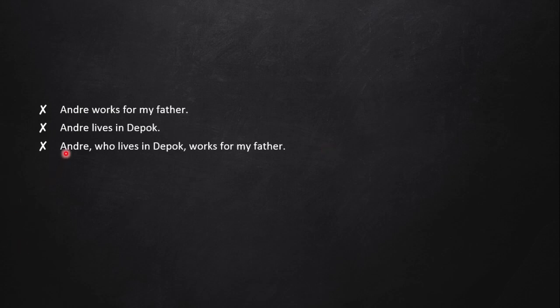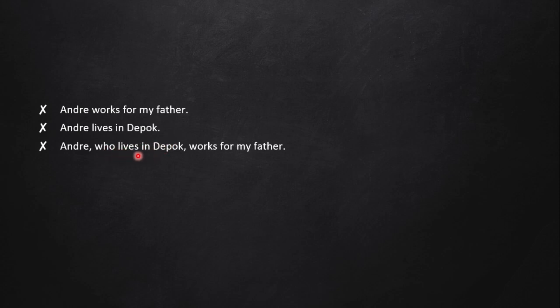You see, Andre works for my father. Still the same, right? Andre lives in Depok. We don't use Andre anymore, but we change it with who lives in Depok. So Andre, who lives in Depok, works for my father. This is what we call a relative clause or adjective clause.